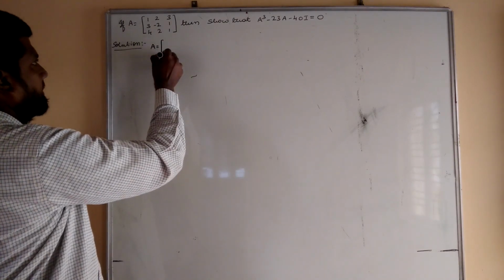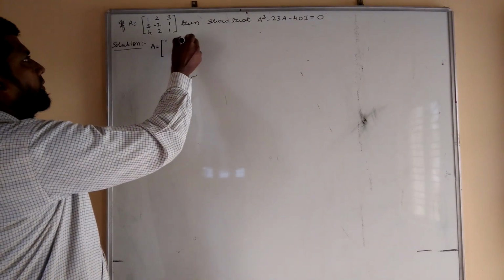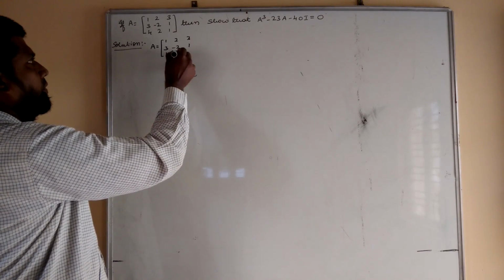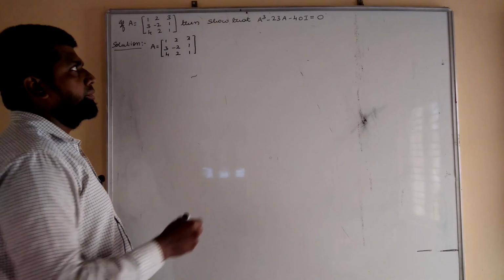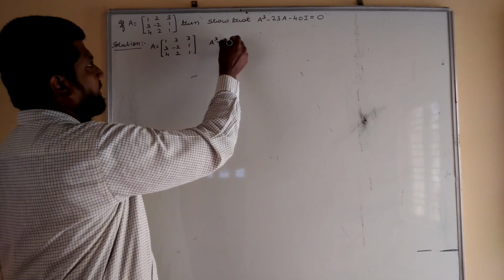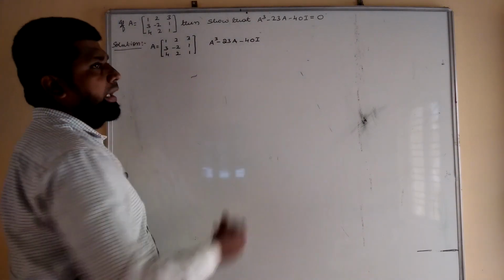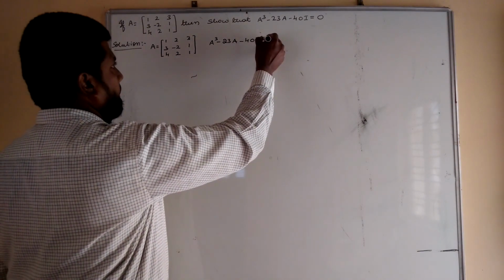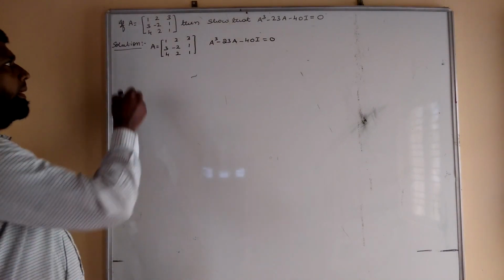What is an A matrix? A matrix is of order 3 cross 3: 1, 2, 3, 3 minus 2, 1, 4, 2, 1. So this is an A. So we have to show that A cube minus 23 into A minus 40 into I, I is nothing but the identity matrix, is equal to 0. So now let us find the first value of A cube.